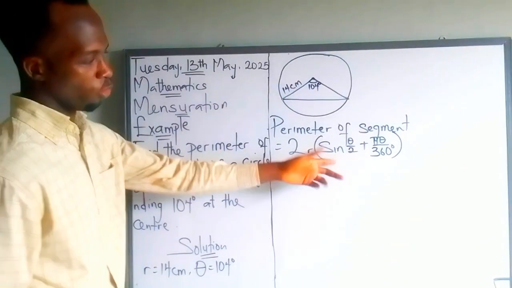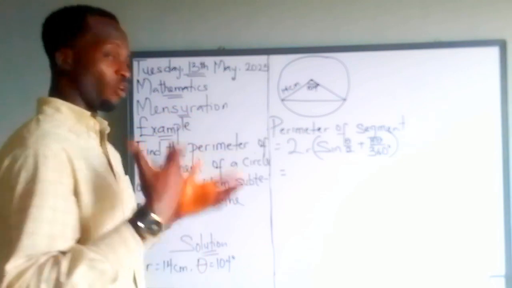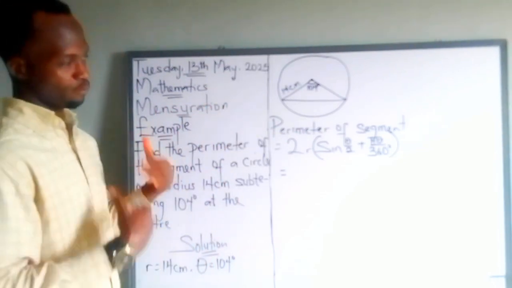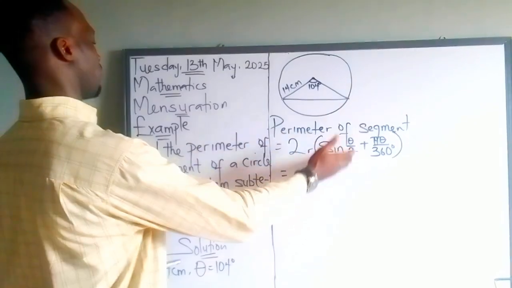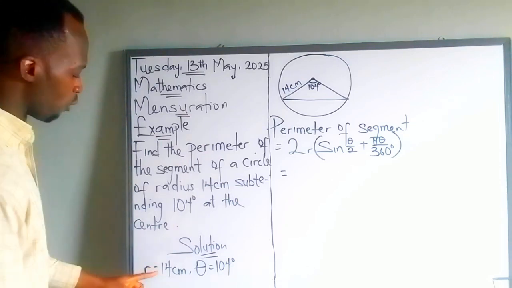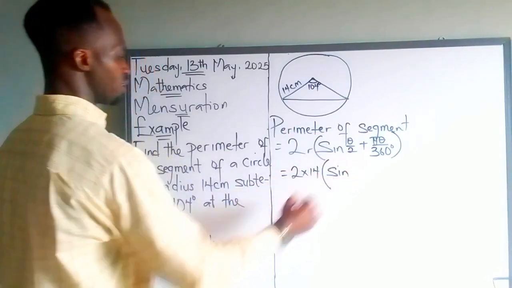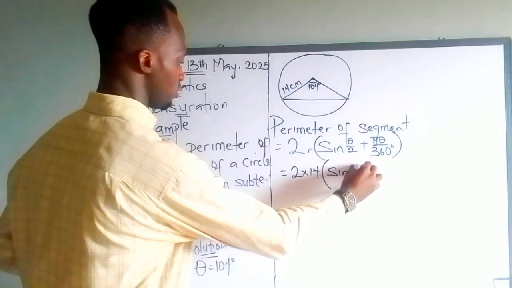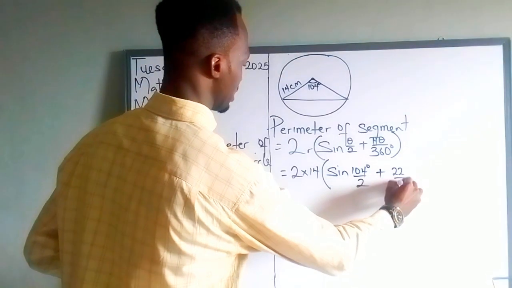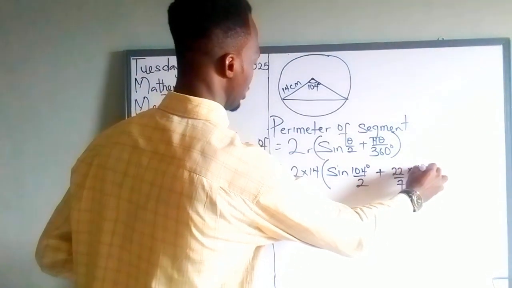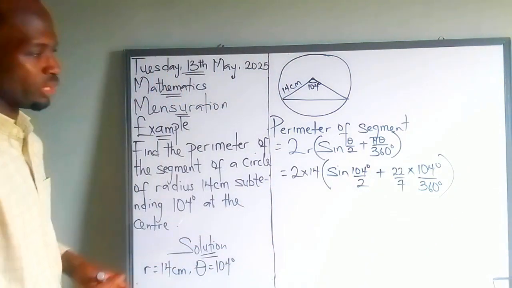Now even though it appears as though theta is on both sides, it will be a little bit more complex, so let's leave it like this. If we use it like this, we'll as well get our answer. So 2r into sine theta over 2 plus pi theta over 360 degrees. Now we have radius 14 centimeters, open bracket, sine theta is 104 degrees over 2 plus pi is 22 over 7 times theta is 104 divided by 360 degrees. So what is left for you to do here is to punch your calculator.